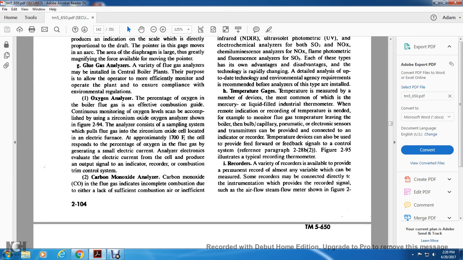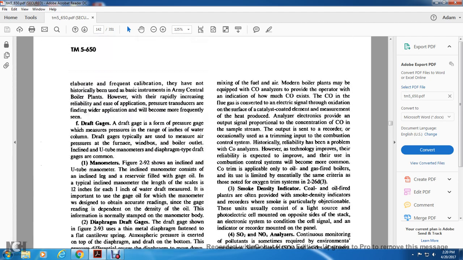2. The carbon monoxide analyzer. Carbon monoxide in flue gas indicates incomplete combustion, due to either insufficient combustion air or inefficient mixing of fuel and air. Modern boiler plants may be equipped with a carbon monoxide analyzer to provide the operator with an indication of how much carbon monoxide exists. Carbon monoxide in the flue gas is converted to an electrical signal by the oxidation surface of the catalyst, with the element measuring the heat produced.